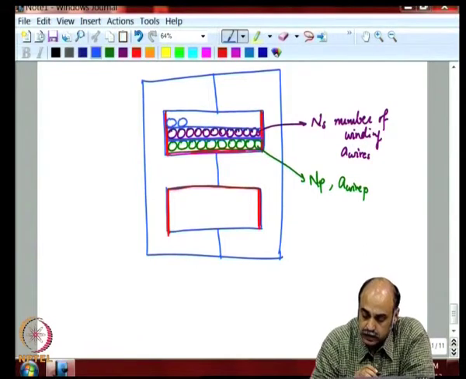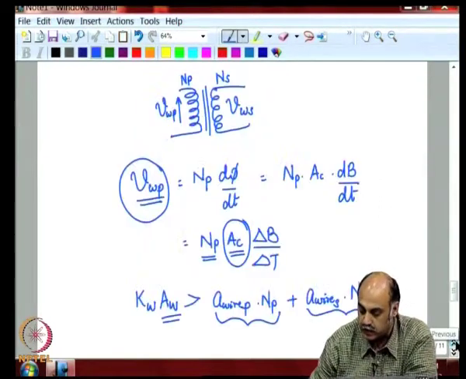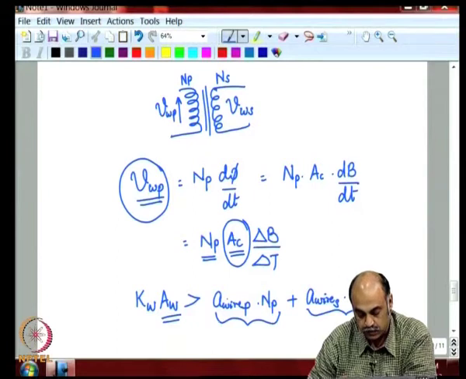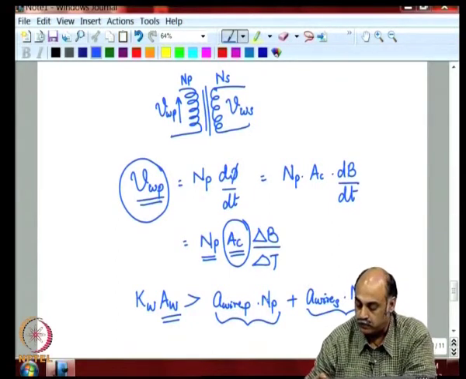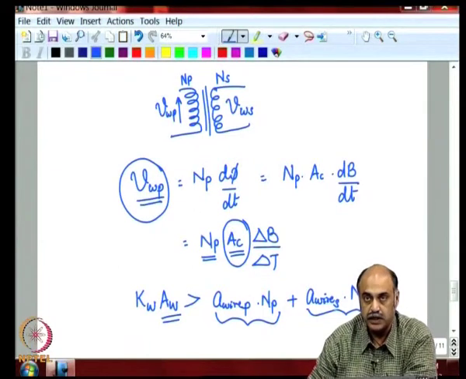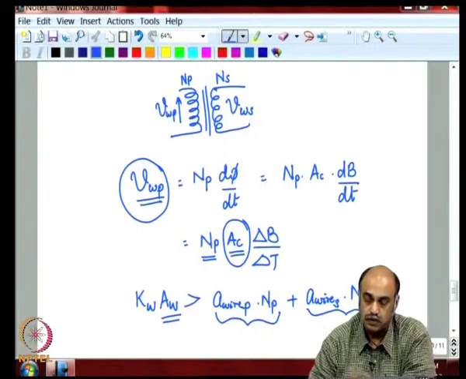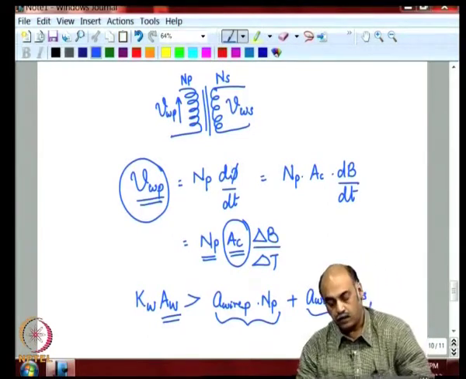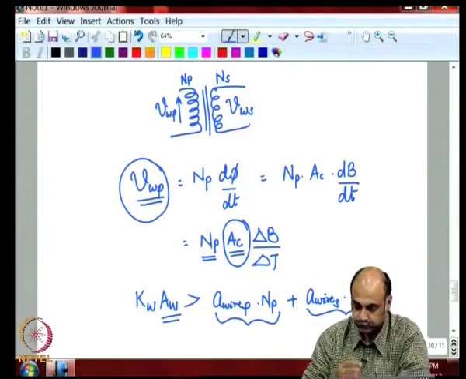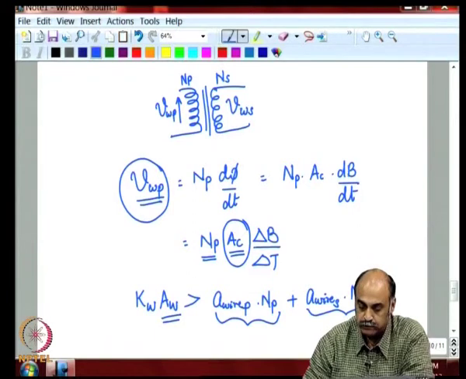So, if there is one primary, multiple secondaries, all of them should fit into the same window area, and therefore, you will have the wire cross section area into NP for the primary, wire cross section area of the secondary wire into NS of one secondary, and so on for all other secondaries. So, this inequality has to be satisfied.